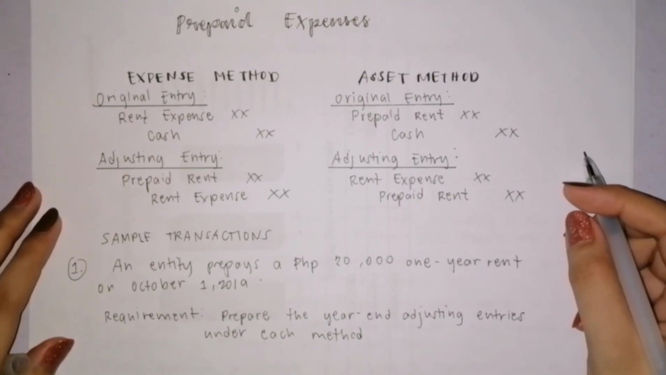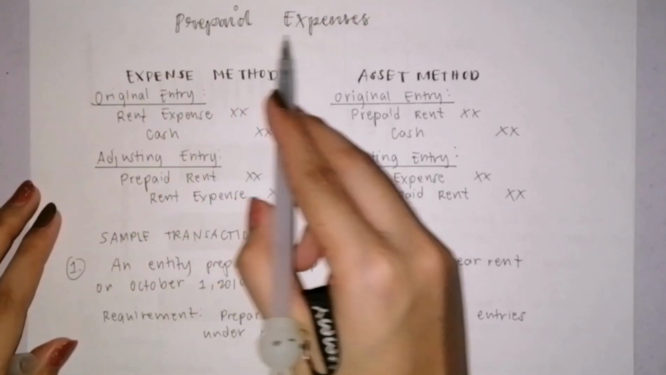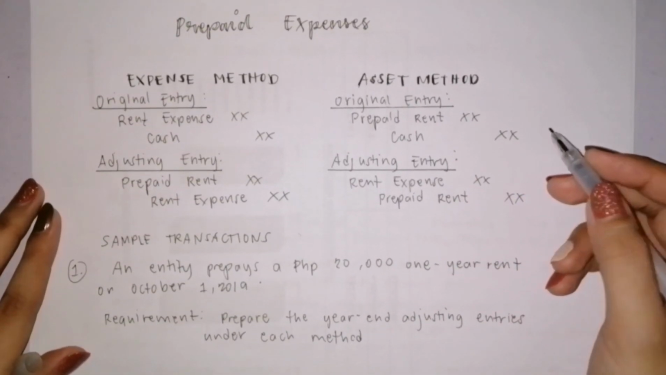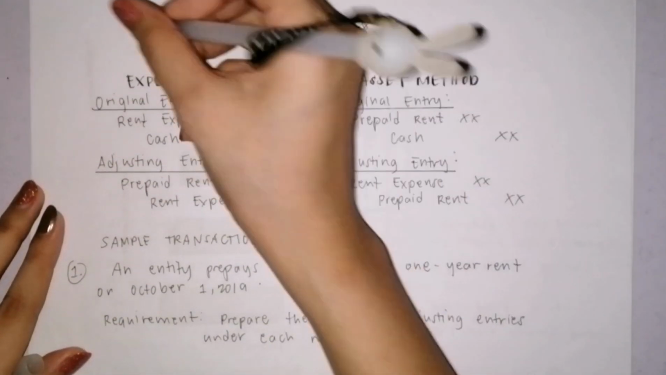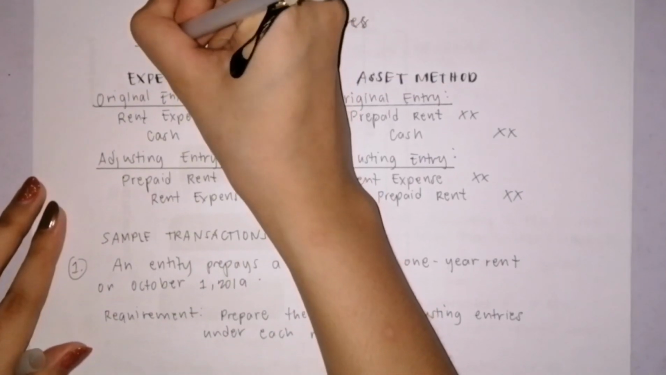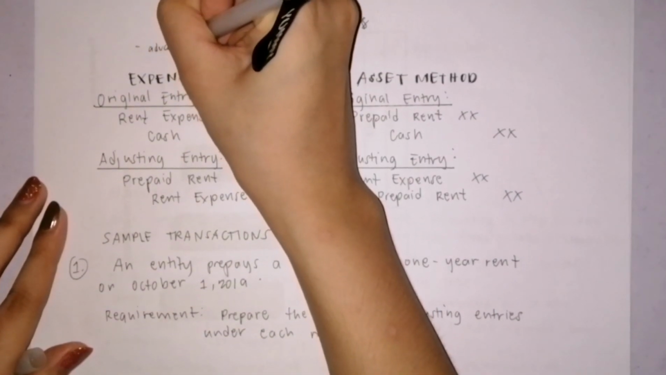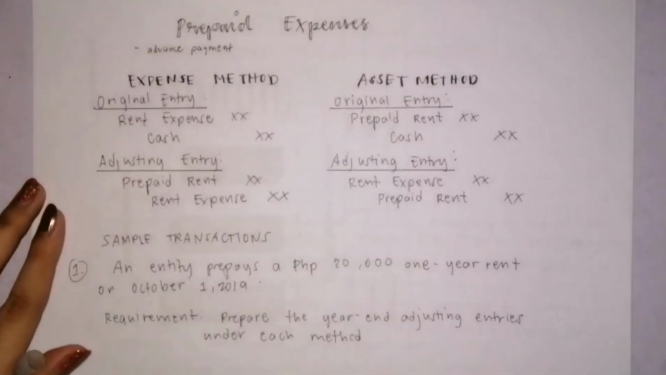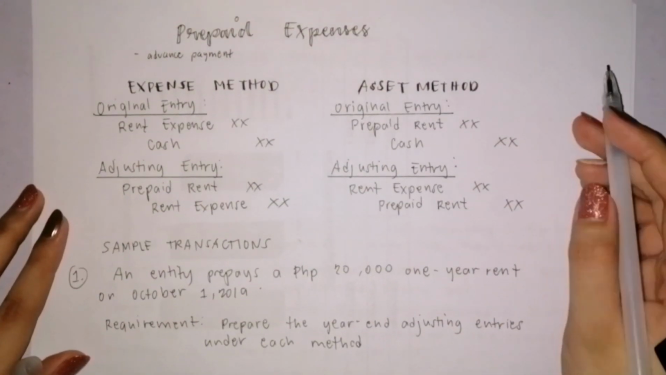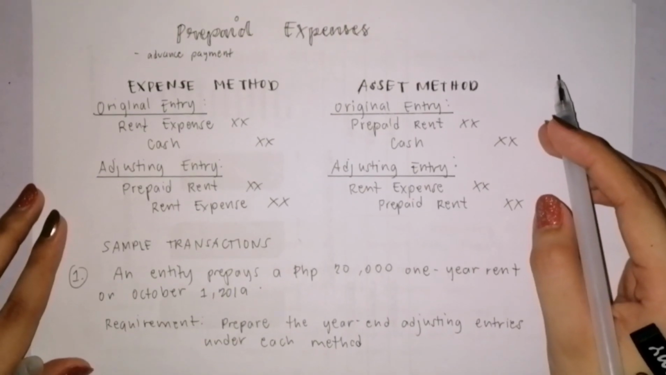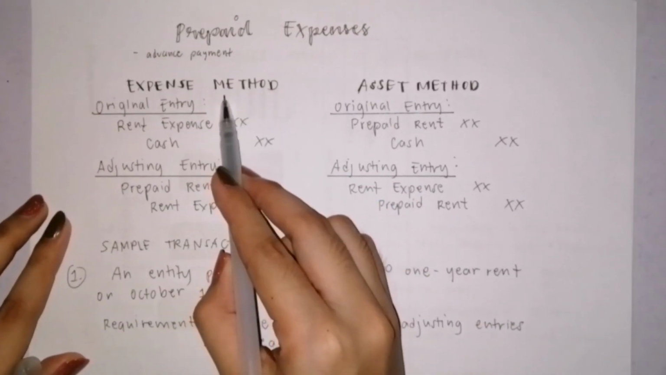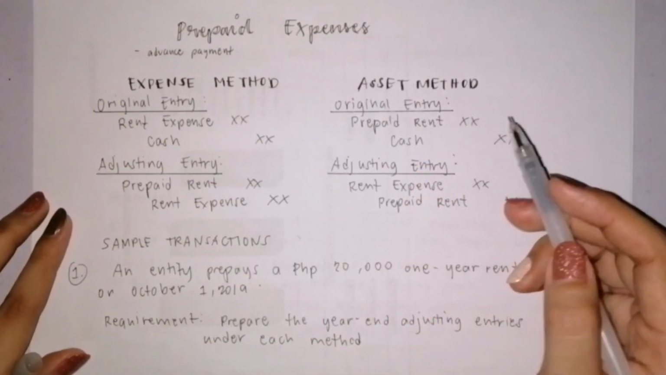So another adjusting entry that we will talk about is the prepaid expenses. So what are these prepayments? Prepayments are simply the advance payments of the company. Since these are advances, these are not yet incurred, meaning hindi pa nagagamit. So how do companies record these prepaid expenses? There are two methods, the expense method and the asset method.